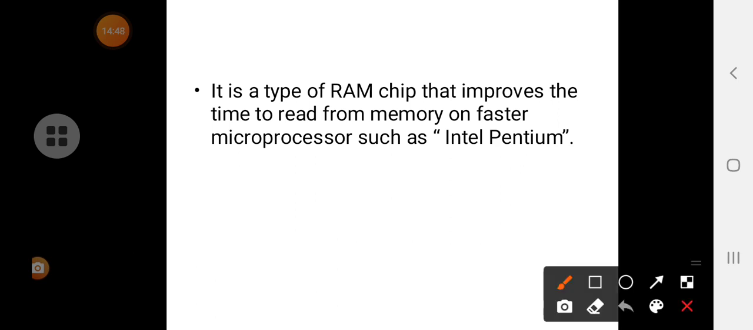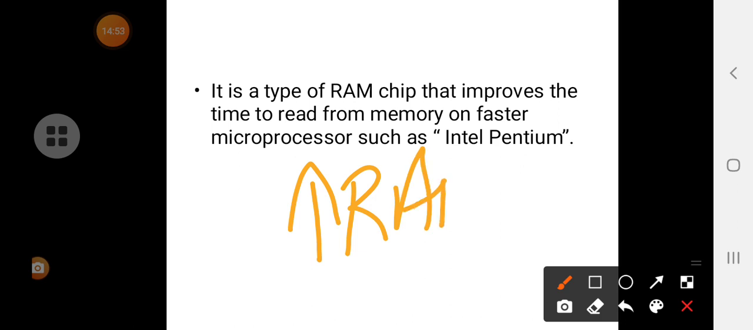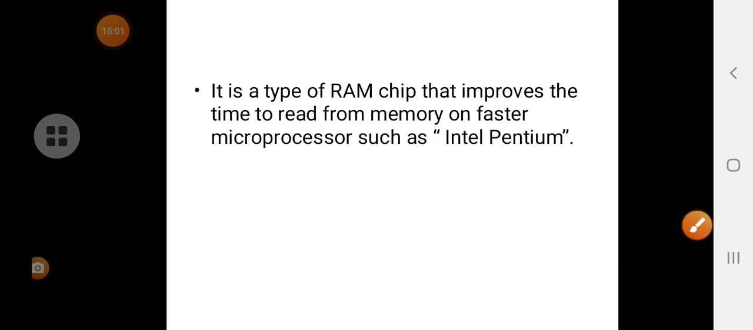So this is just a high speed memory RAM. You have to remember: high speed memory RAM. E means extended, extended data output RAM. Okay, students.